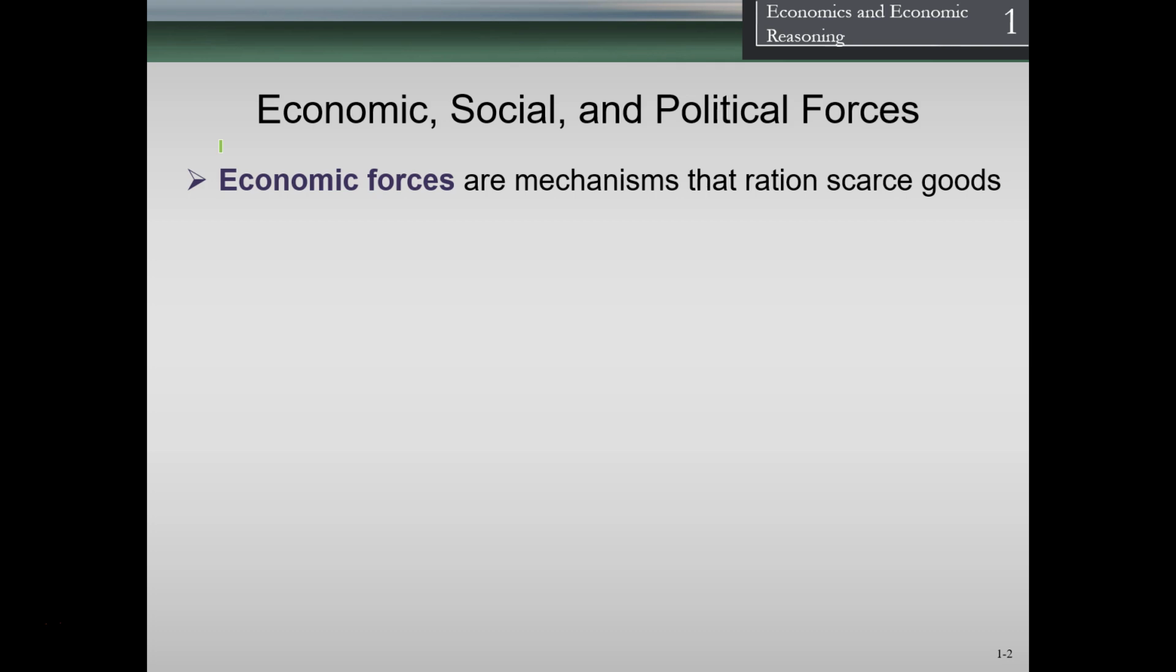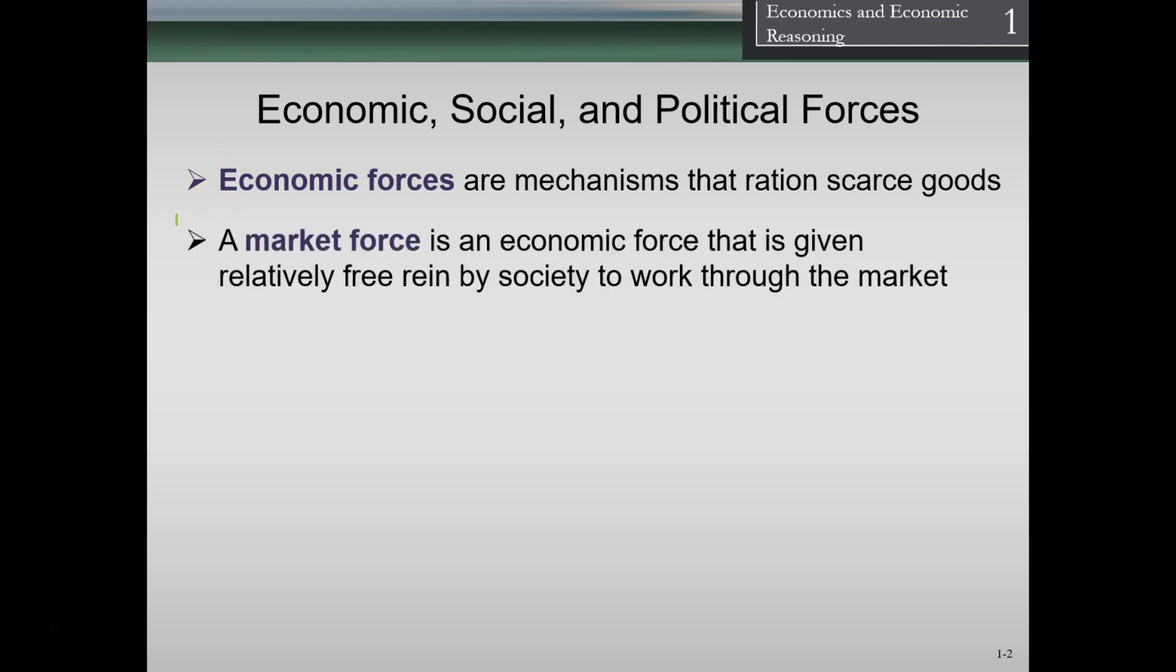So economic forces are mechanisms that ration scarce goods. Remember, our idea here is that we have a scarce amount of goods, meaning that we have more desire than we have goods to distribute, and that is going to be a problem. That means there's going to have to be something that limits the distribution, something that will drive how the distribution will work. So economic forces are mechanisms that ration the scarce goods.